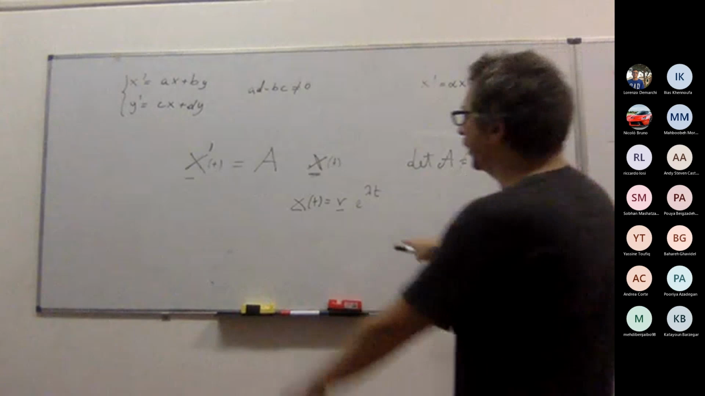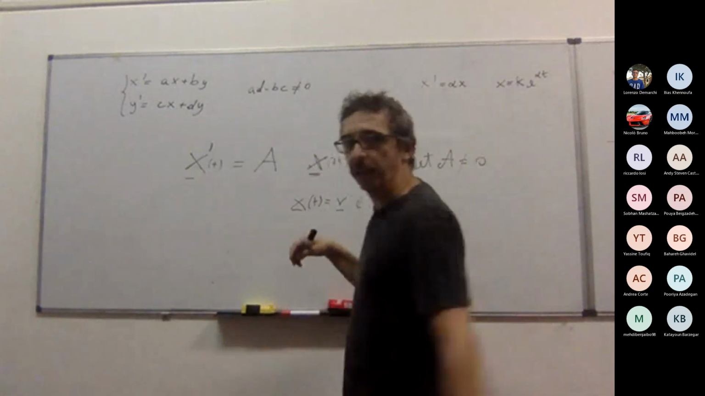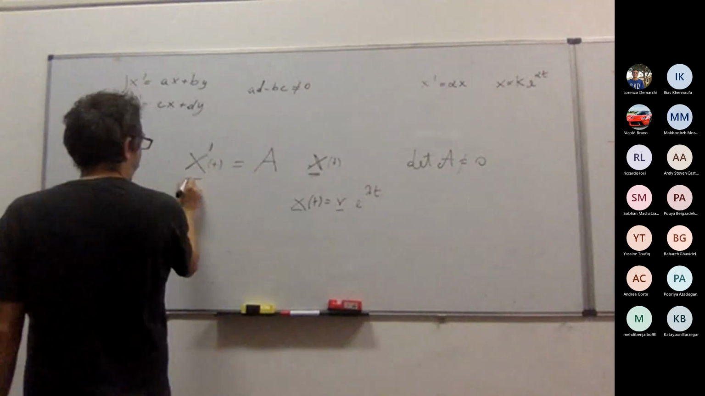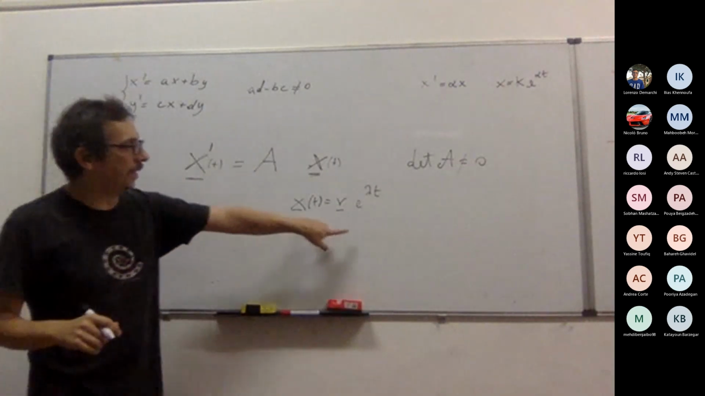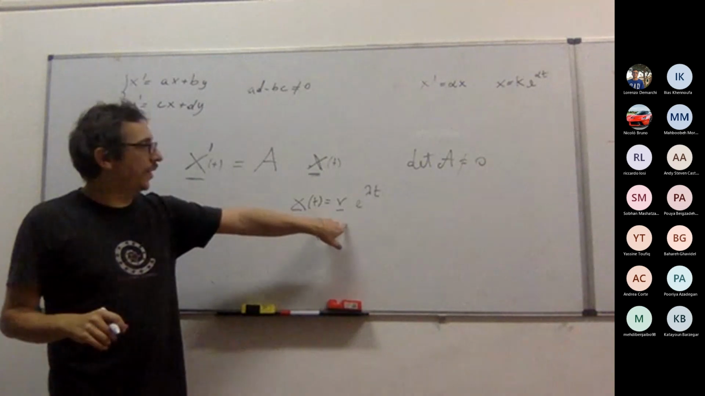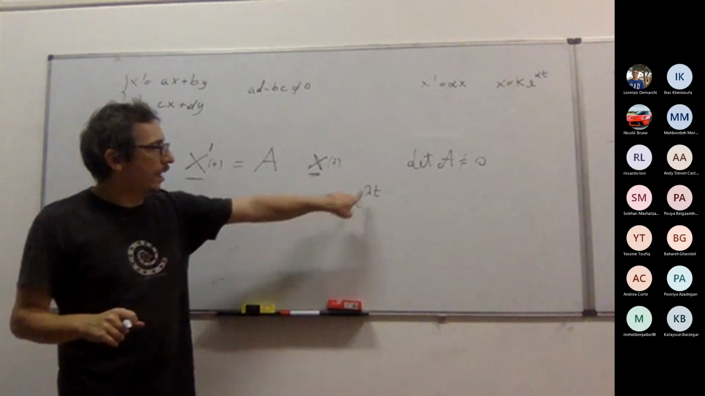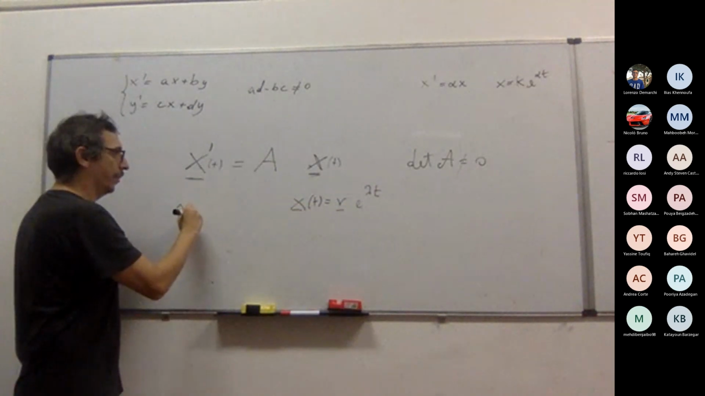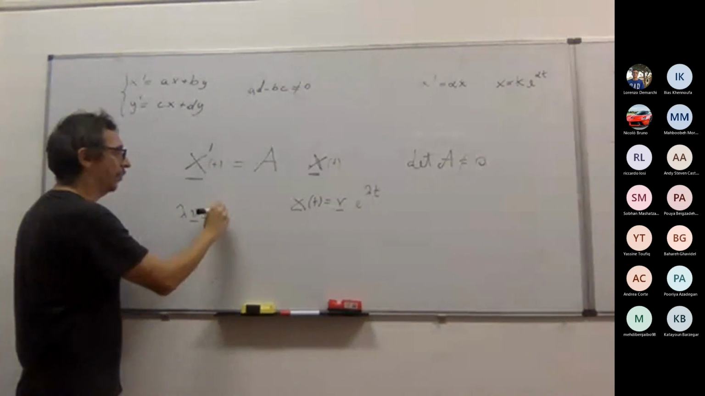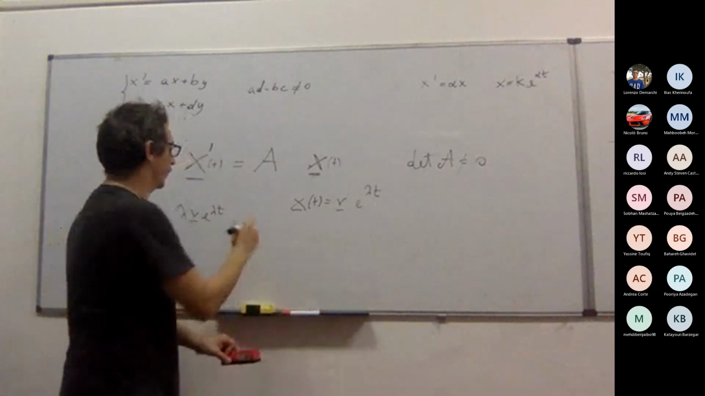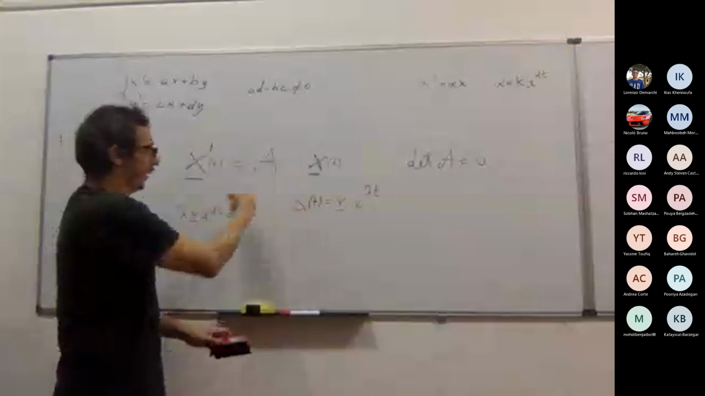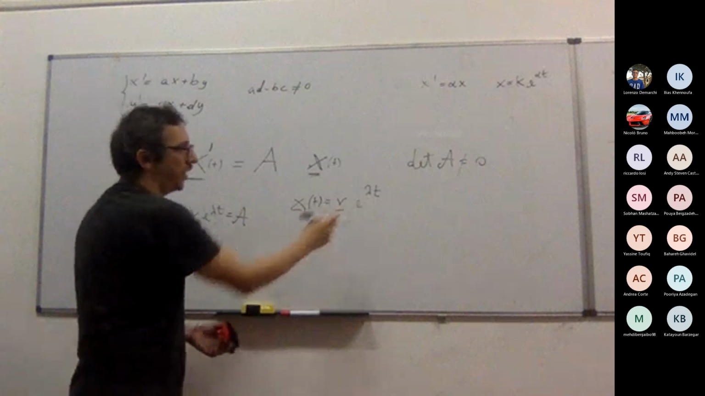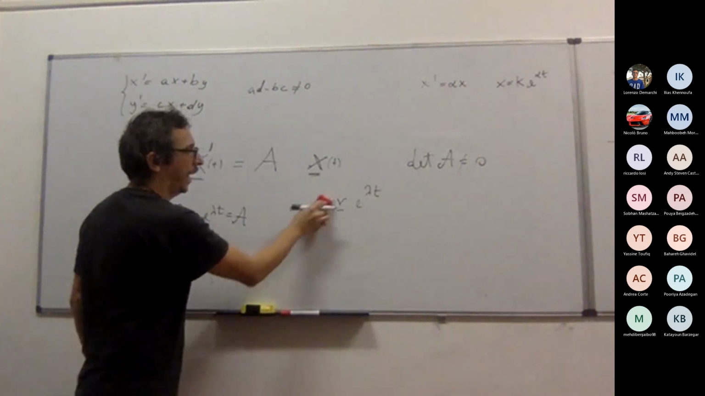So what I can do is take this and put it inside this equation. Let's see what happens. X prime of t means the derivative of this thing here. The derivative is v times lambda times the exponential of lambda t, so lambda v exponential lambda t. And then I have the right hand side, which is the matrix A times the vector x, which is exactly A times v times the exponential of lambda t.